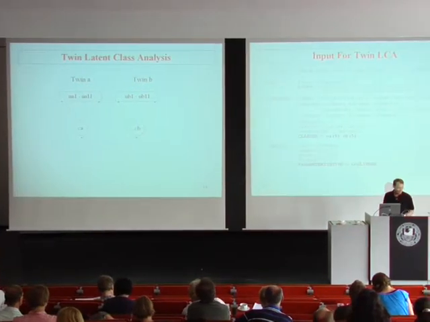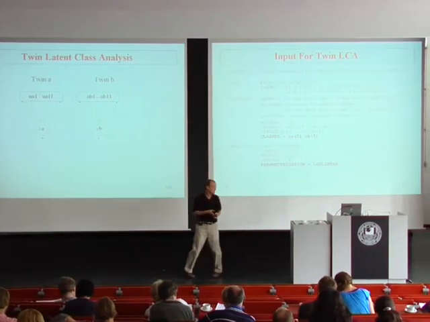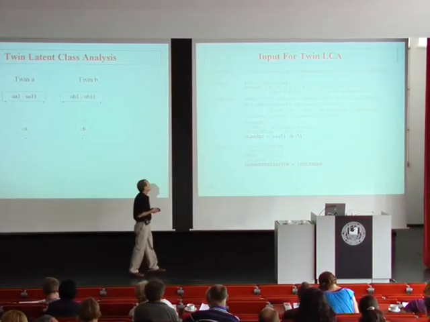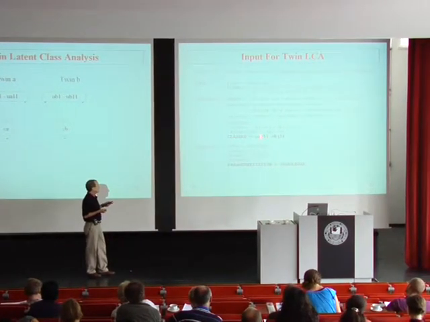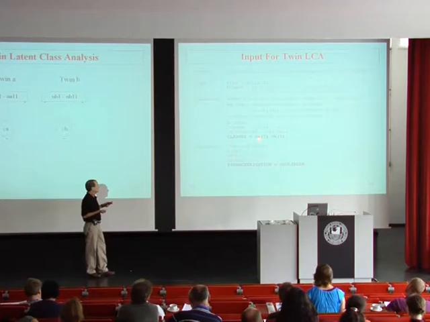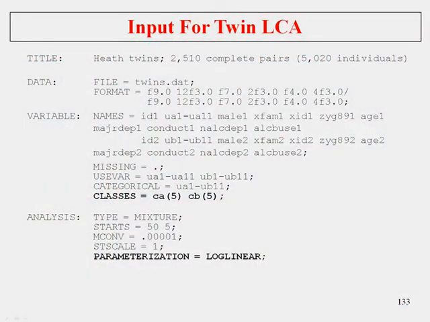So the question is, how do you impose these ideas in an Mplus setting? We have, first of all, two latent class variables, CA with, in this case, 5 categories, and CB in this case with 5 categories as well, 5 classes. So that's the only thing you have to do to work with two latent class variables.